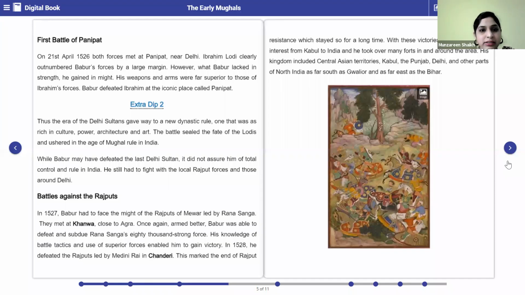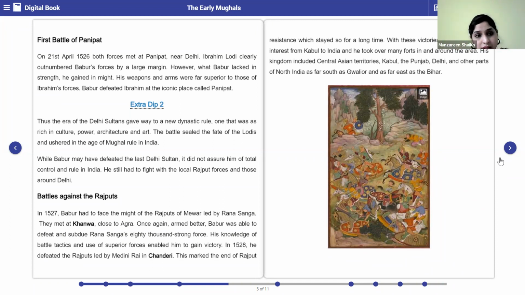So in this, we saw that although compared to Ibrahim Lodi's army, Babur's army was comparatively very small, he still won the battle because he used different strategies. He had planned for the battle, and finally, Ibrahim Lodi got defeated.